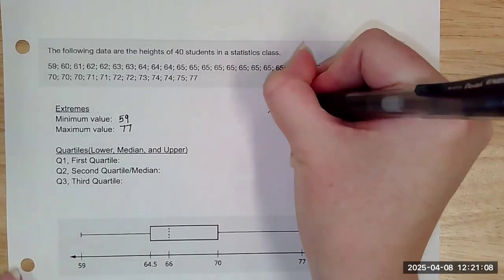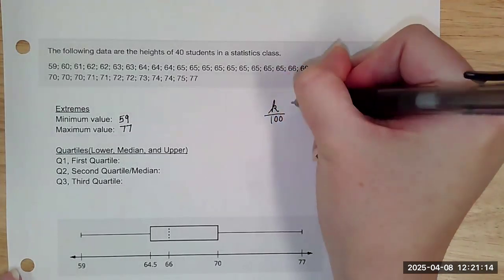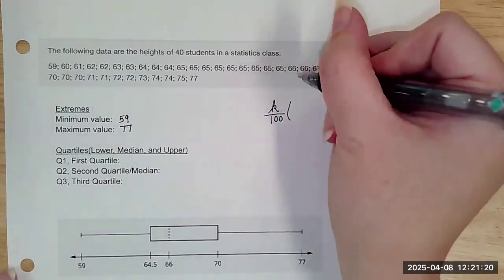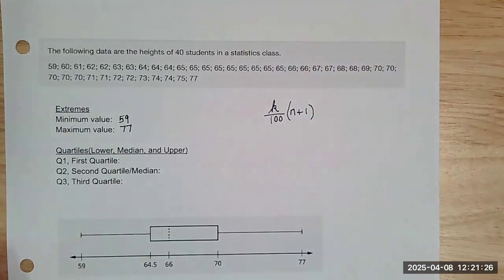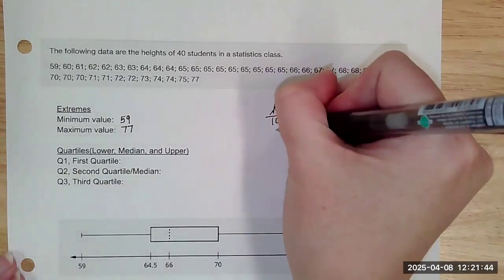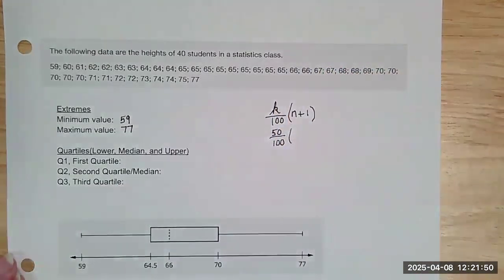It was K over what? 100. Perfect. And then I had to multiply by something. You remember what it was? N plus 1. Nicely done. And if we did that, what it gave us was the position of whatever it is we were looking for in terms of the kth percentile. If I want the median, what percentile am I looking for? 50th. Good. The median is the 50th percentile. So if I'm trying to find my median, I'm going to do 50 over 100. What's the N?